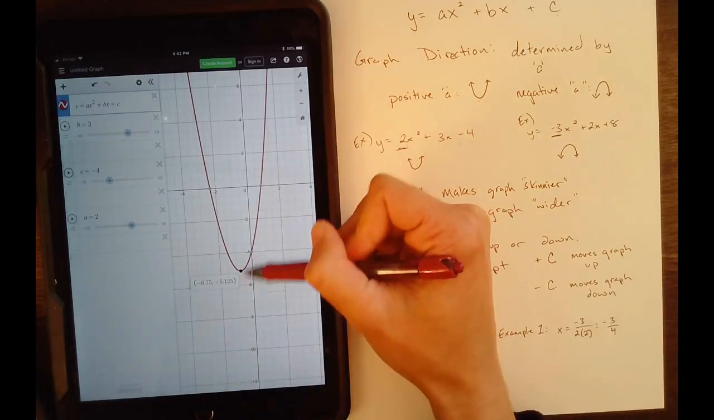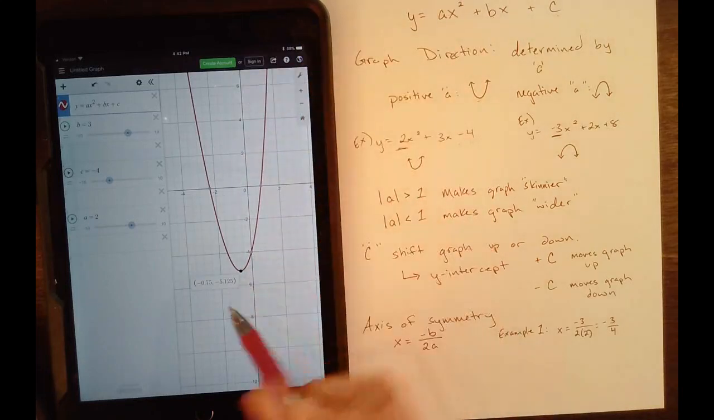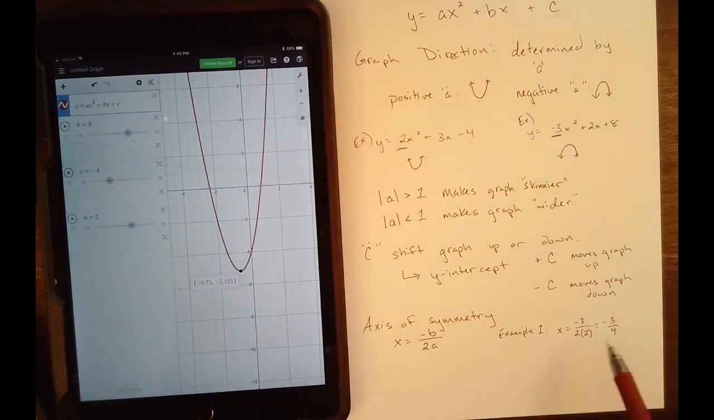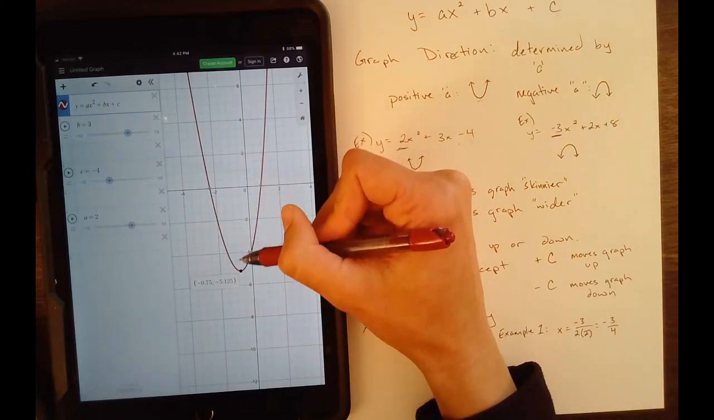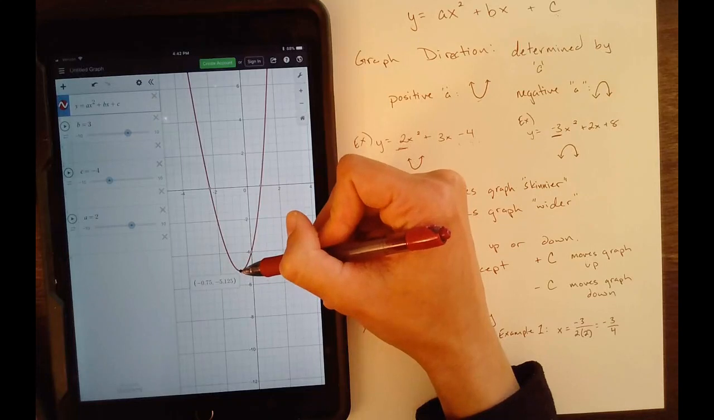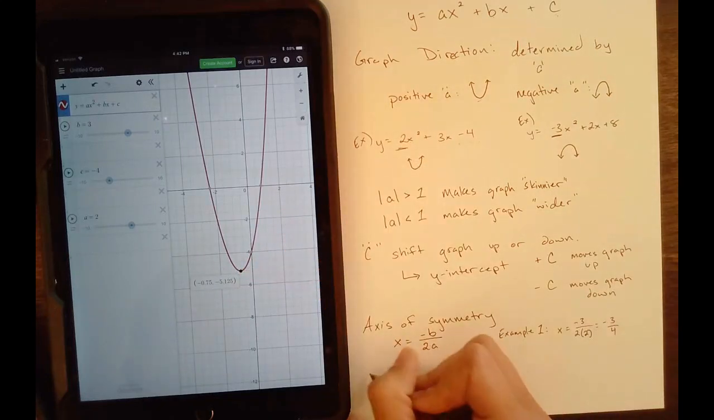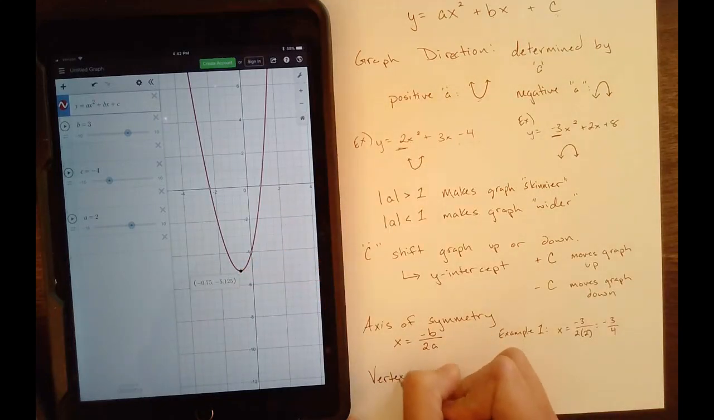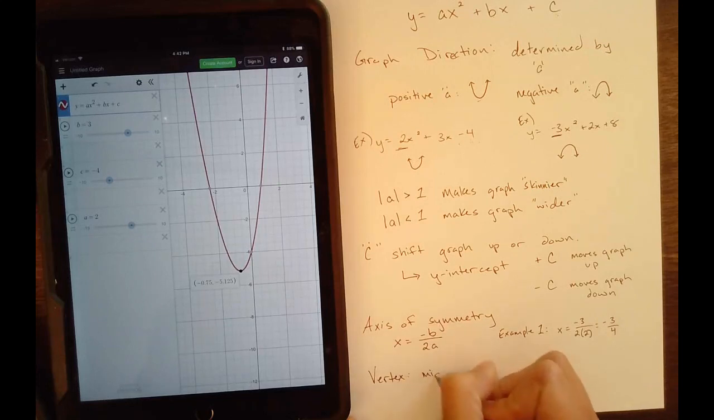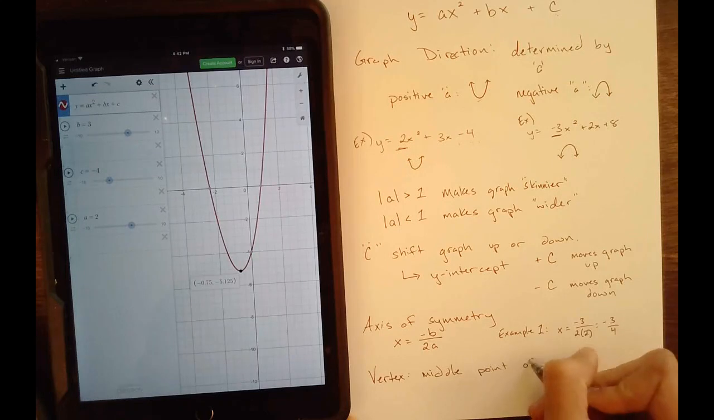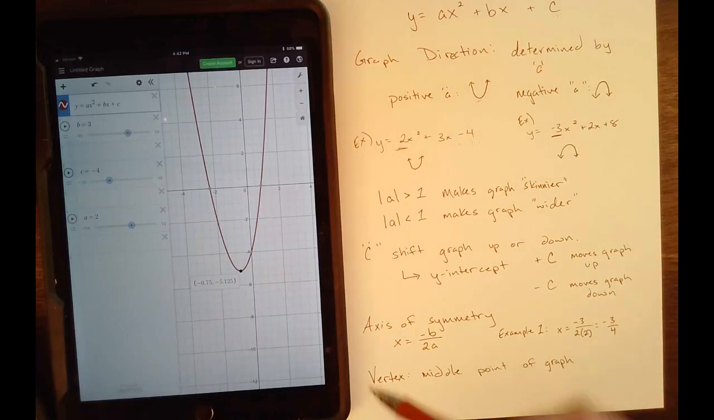So our axis of symmetry goes through this point, which is the middle point, and that's called the vertex. So that's our middle point of the graph. It's either going to be the highest point on the graph or the lowest point on the graph. In this case, since our graph is going up, this is our lowest point of the graph, and the x value of your vertex is always going to be your axis of symmetry, so that's negative b over 2a.